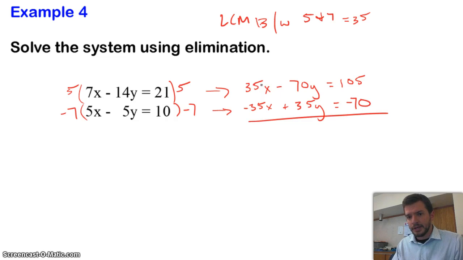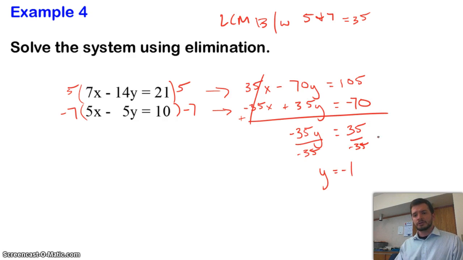Let's go ahead and eliminate our x's, cross those out, add everything else up. Negative 70y plus 35y is negative 35y. And 105 minus 70 is positive 35. So we'll divide by negative 35. So y equals negative 1.